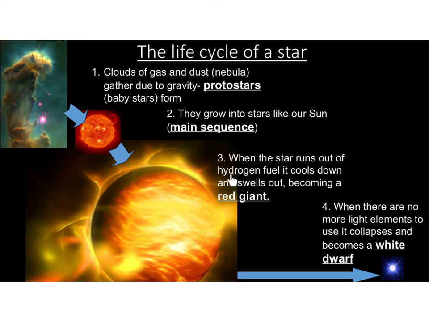When the star runs out of hydrogen fuel, it cools down and swells out, becoming a red giant. When there are no more light elements to use, it collapses and becomes a white dwarf. Okay, and it's white because it's still giving out heat. It's no longer red because it's not as hot. And that will eventually cool to become a black dwarf.